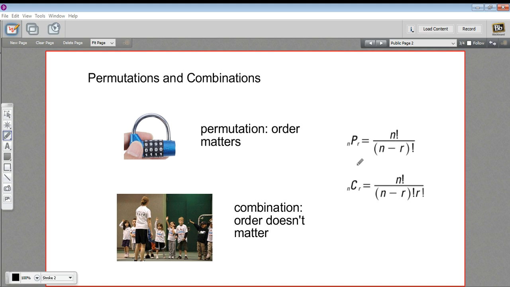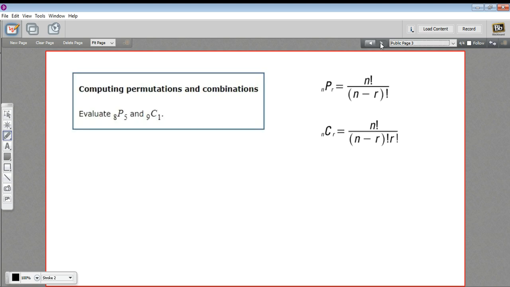The formulas here on the right, you can see you have this little n, and for a permutation you have a big P and then a little r. Same thing for the combination, except you have a big C. The n means the total size of the group, and the r means how many you're choosing or picking out of that group. Let me show you an example of how to calculate one.